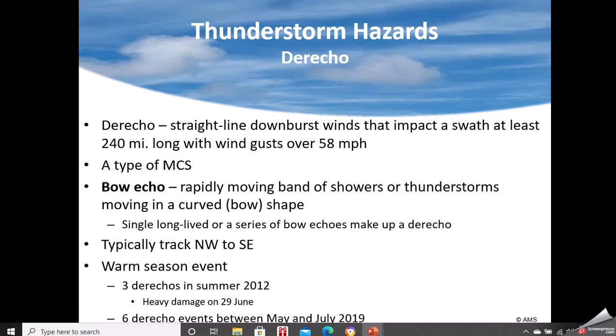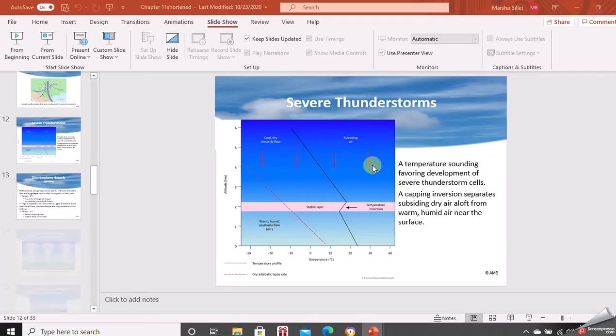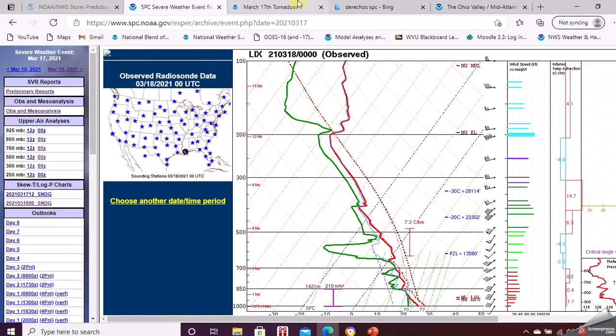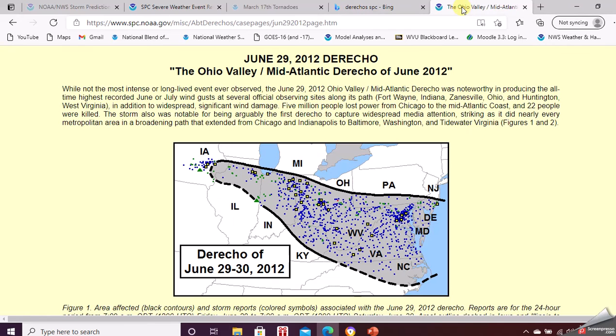All right, here's a derecho. Let's talk about them for a second here. You've all mentioned derechos at times, and I wanted to show you this one. This was a classic one. It occurred in 2012, June 29th and 30th. It originated all the way back in Iowa and wound up all the way at my house.